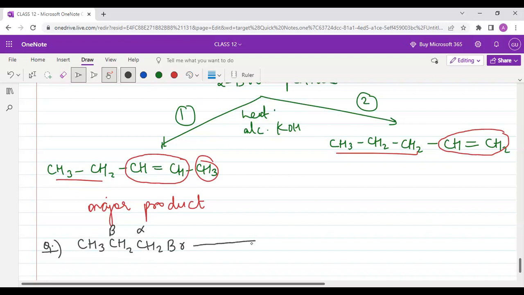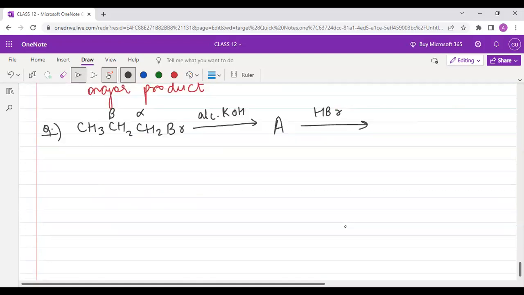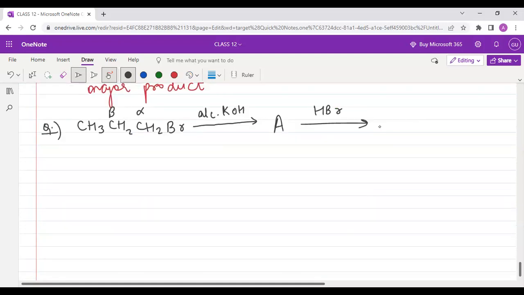This compound is heated in the presence of alcoholic KOH. Alcoholic KOH is the reagent for elimination reaction. So it will form a product A, and then it will be reacted with HBr. Do you remember the reaction of HBr? Markovnikov rule, anti-Markovnikov rule? Okay. So it will form product B. Now you have to find out the structure of A and B. Now try this question.